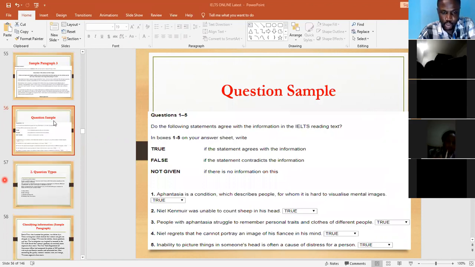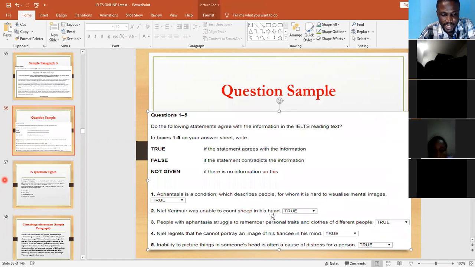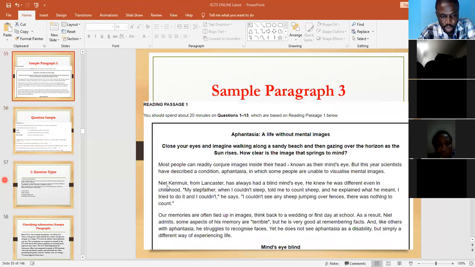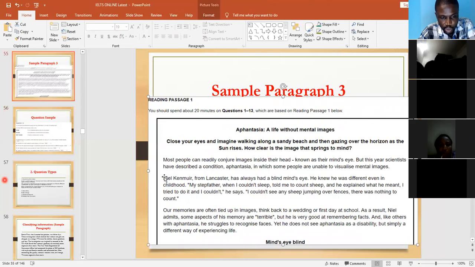So if you come to question 2, it says, Neil Kumar was unable to count sheep in his head. I will unmute now because I want us to respond to decide if that is true or false. This is the second paragraph talking about Neil Kumar. So I want us to read. I'll be giving us just 1 minute. Then we will contribute to decide the answer.